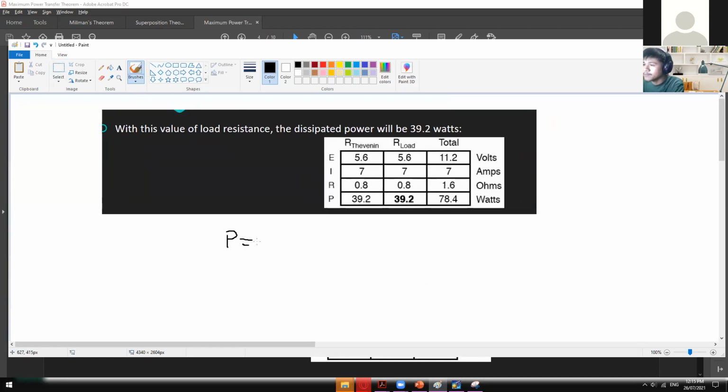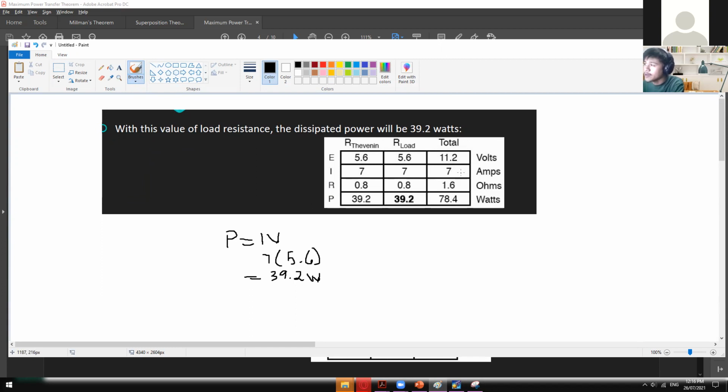So in here we have P is equal to IV. I is 7 and V is 5.6. Just multiply that and you will get 39.2 watts. The same with our load: 5.6 times 7 will give you 39.2. And of course the total is 78.4.